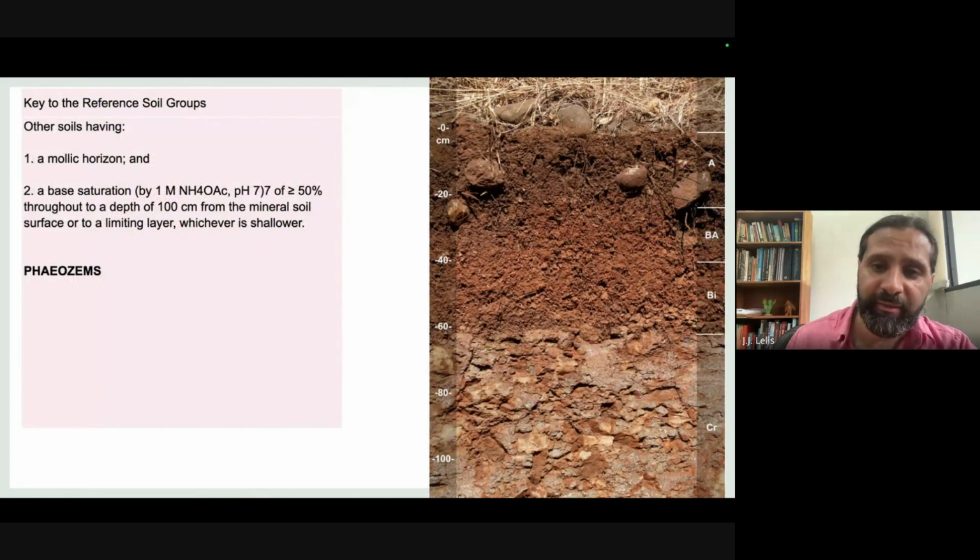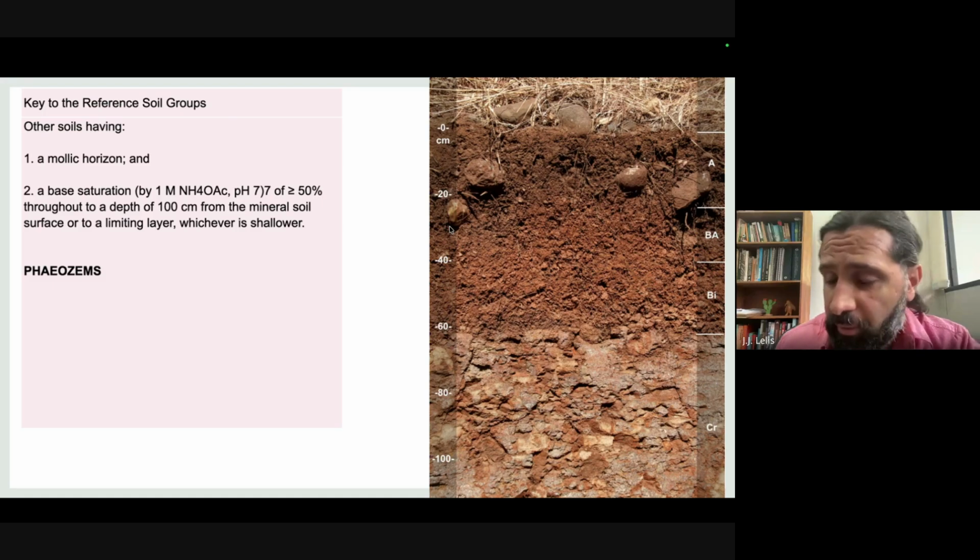And here I already showed you this photo, these white spots with calcium carbonate. We can just drop some acid and indicate by the bubbles, by the reaction, that we have some calcium carbonate precipitation. And one of the last options, considering soils with a huge amount of organic carbon, but mineral soils, we have the phaeozems. The phaeozems are those soils that cannot be classified in the previous reference soil groups and register a mollic horizon.